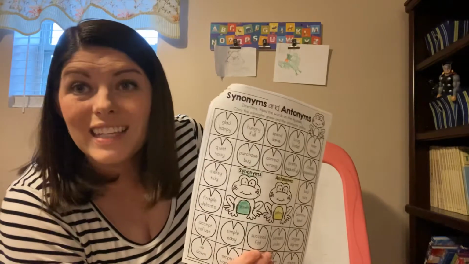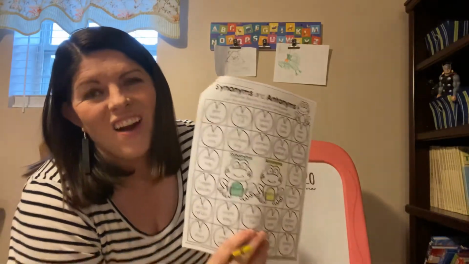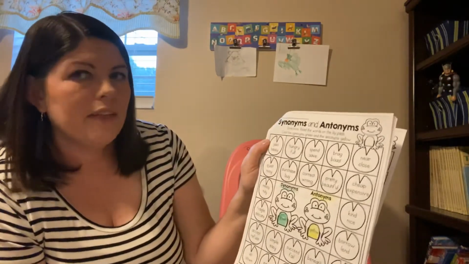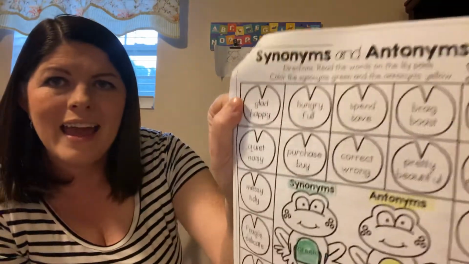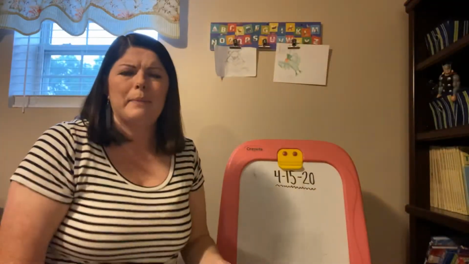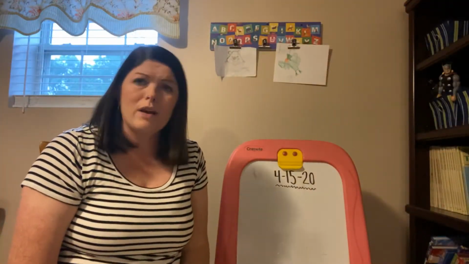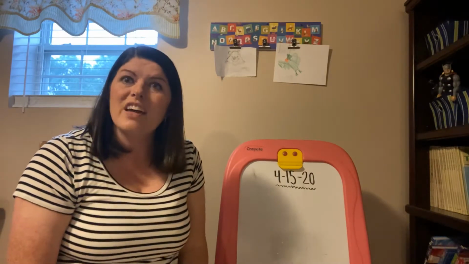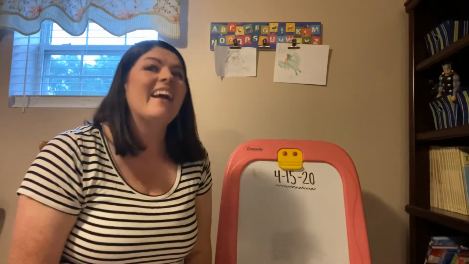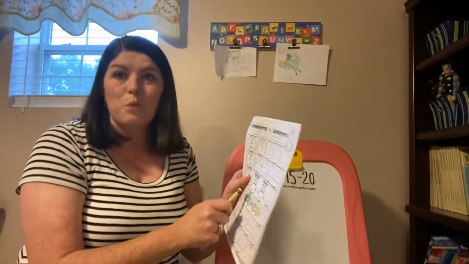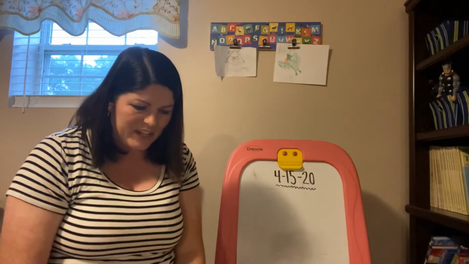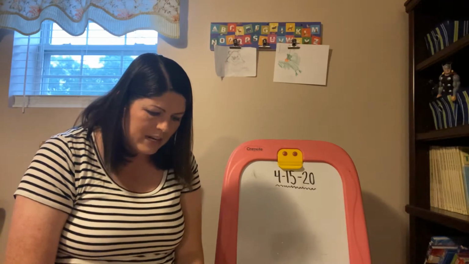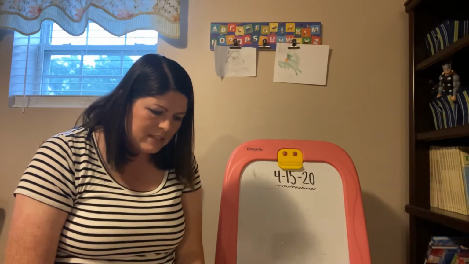We're going to do a few of these together and then you're going to do the rest of these on your own. Let's look at the very first lily pad together. The first one has the words glad and happy. If I said I'm glad or I said I'm happy, do I mean about the same thing? Yeah, I do. So they are the same. So that means they're a synonym, and that means we're going to color them green. Good.